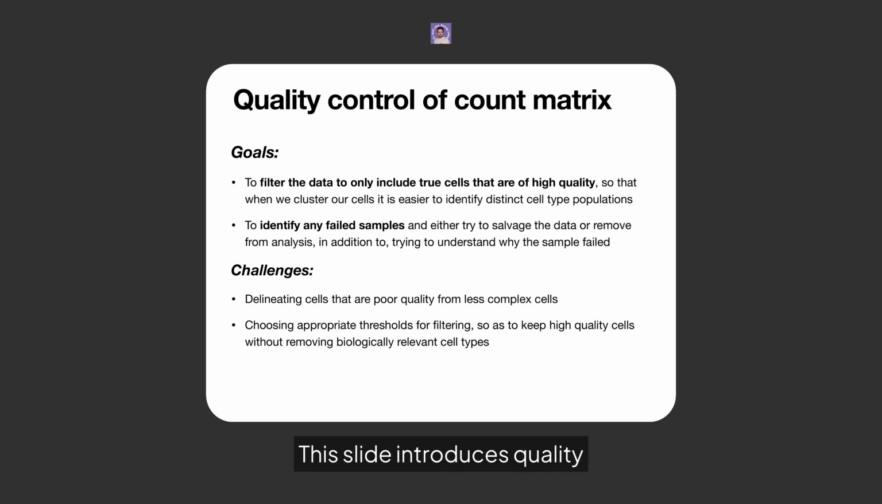This slide introduces quality control of the count matrix. Our goals are to retain only high-quality, true cells and to flag failed samples for removal or rescue. Key challenges include distinguishing low quality from simple cells and setting thresholds that protect rare but biologically important populations.